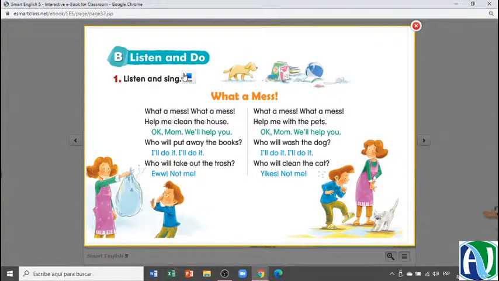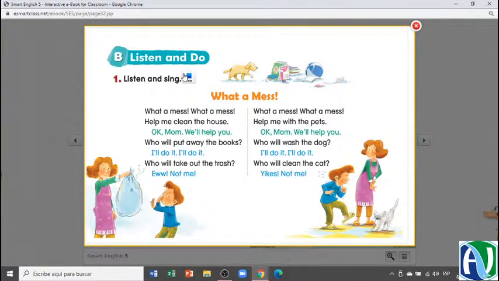Let's read and I'm going to try to translate it so that you understand. What a mess is the name of our song. And it says, what a mess, what a mess. Qué desorden. Help me clean the house. Ayúdenme a limpiar la casa. Okay, Mom, we'll help you. Who will put away the books? I'll do it. Who will take out the trash? Ew, not me.